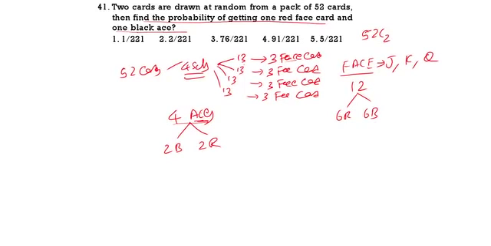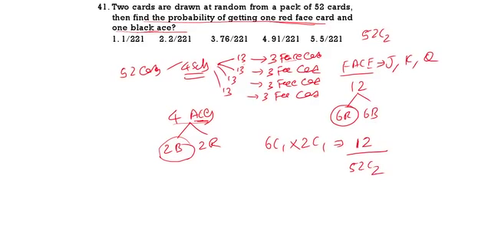Now probability of getting one red face card and one black ace. One red face card, so 6C1, into, and means into, one black ace. Out of 2, 1. So 2C1. That is 6 into 2 is 12 and 52C2. So 12 by 52C2. This is the value we should calculate.